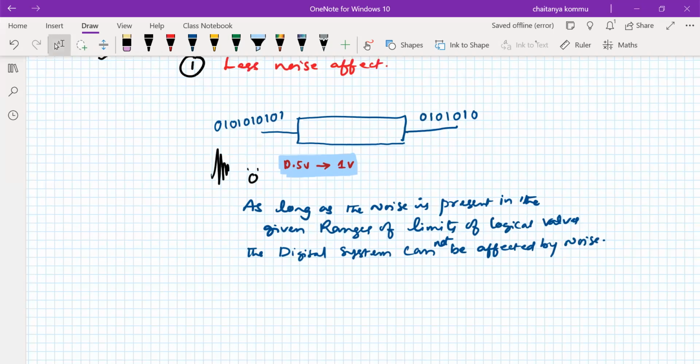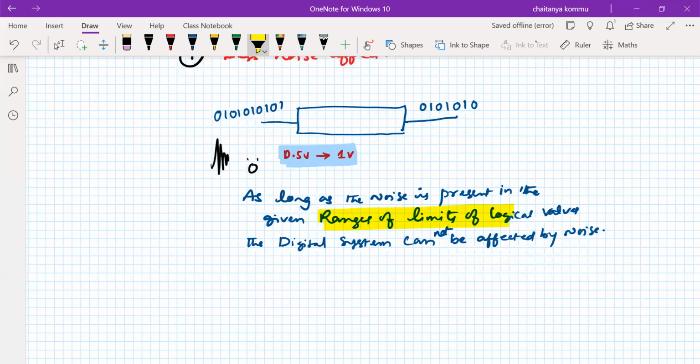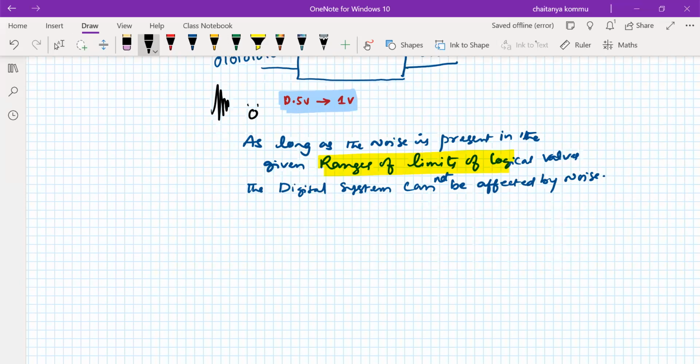Of course, there will be possibilities. As I mentioned, one very important word we have to understand here is the range of limit. What does it mean? Ideally speaking, from 0 volts to the middle point, 2.5 volts, we treat it as logic 0. From 2.5 volts to 5 volts, we treat it as logic 1. This is ideal, but it's not possible to maintain that range, because there would be an ambiguity at 2.5.